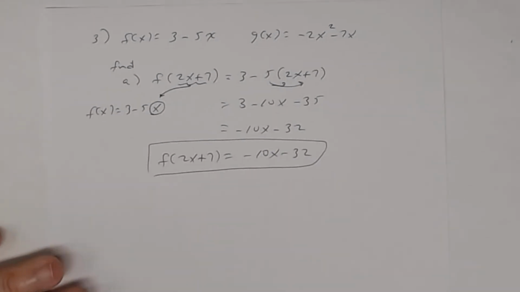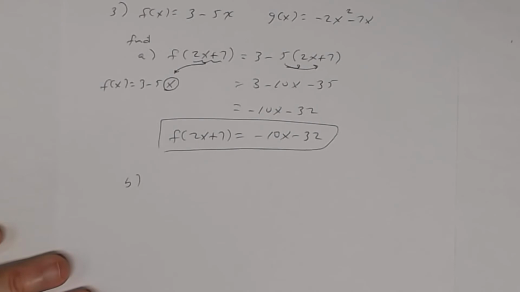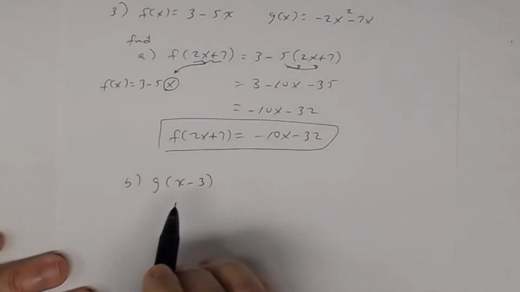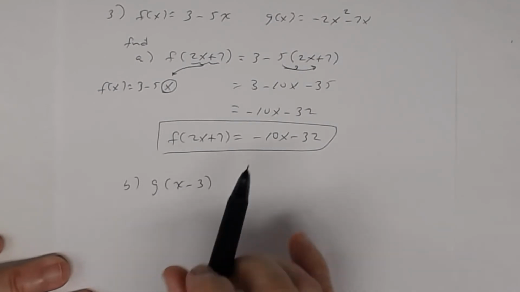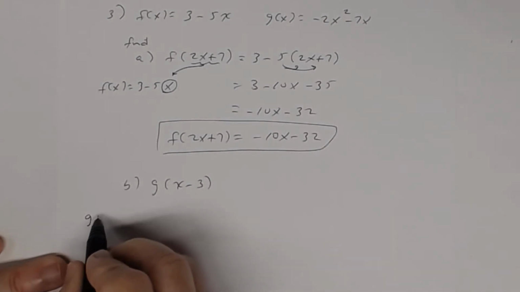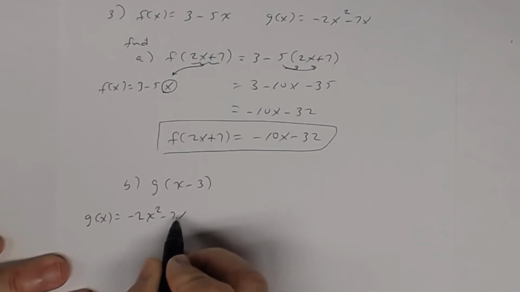All right? Okay, so that was A. For B, let's suppose I want to find g of x minus 3. Remember, this time I want to find g of this, so I have to go to my function g, not f, g. Let's write what the function is for g of x. So g of x is negative 2x squared minus 7x.